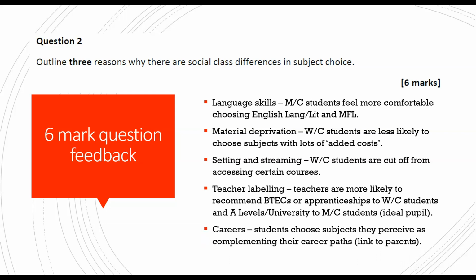And finally, careers. Students choose subjects that they perceive as complementing their career paths. And a lot of research shows that working class students choose more practical courses, which they feel will give them access to a career that they perceive is for them. And that might link to their parents and their parents' attitudes and their parents' experience of schools as well. Any of these points were fantastic.